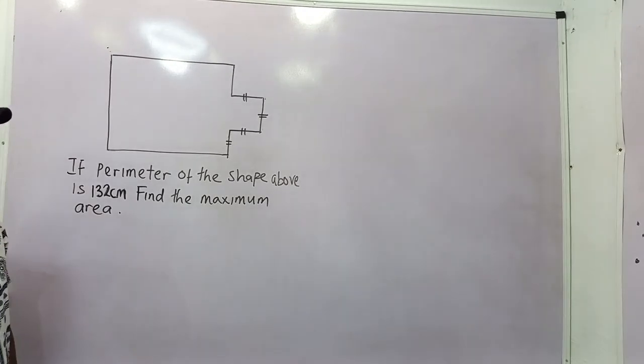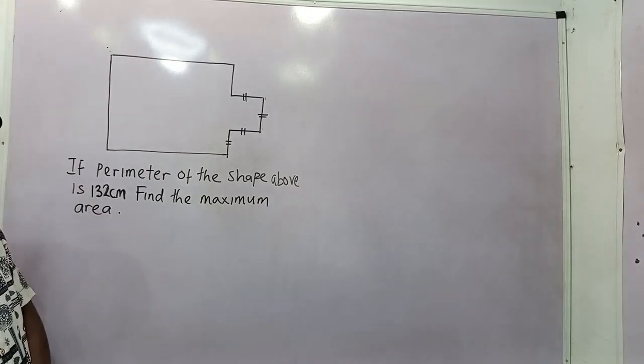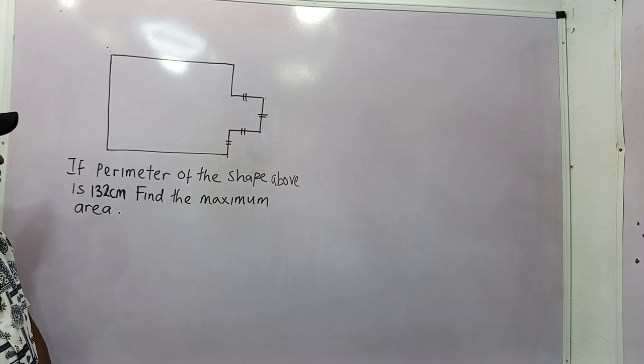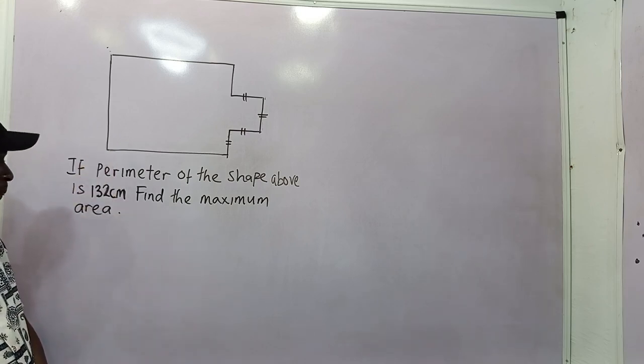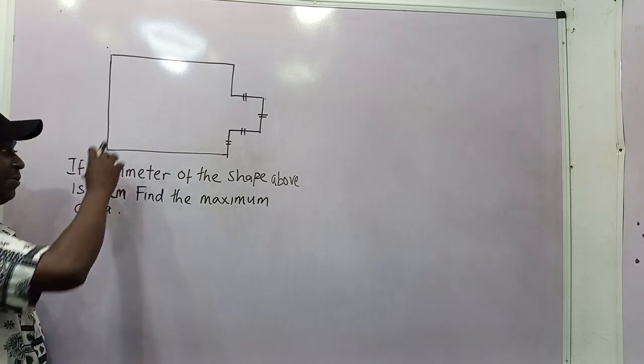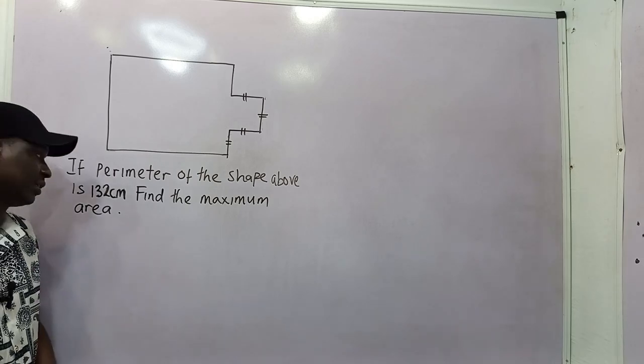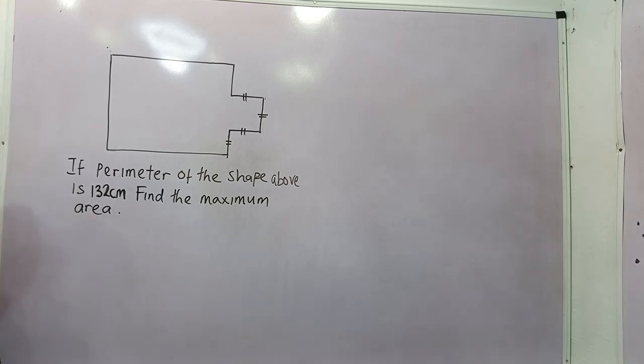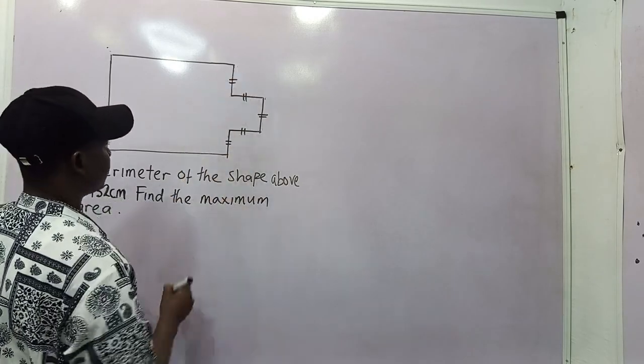Hello guys, we want to look at a question on shape and perimeter. How can we link our perimeter to the area of a given shape? They said if the perimeter of the shape above is 132 centimeters, find the maximum area that this shape can have. A maximum area. It looks so strange. Let's see how we can solve this question.